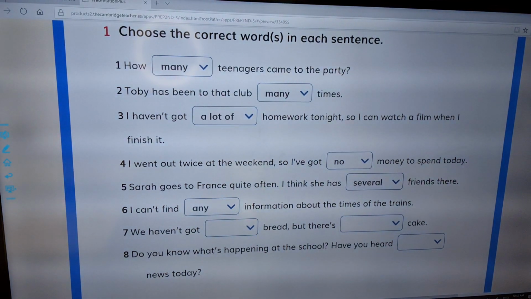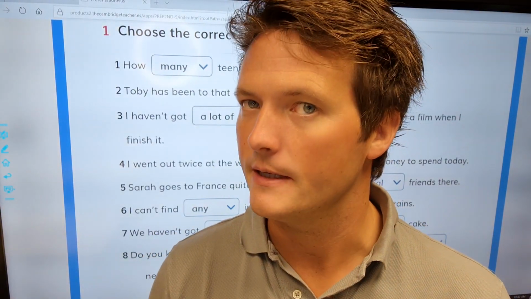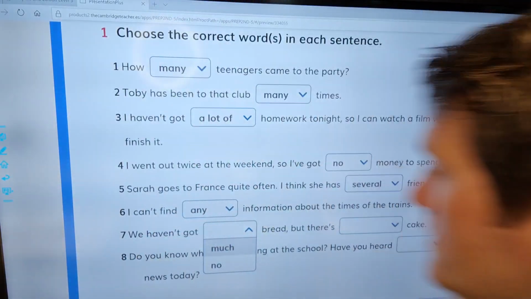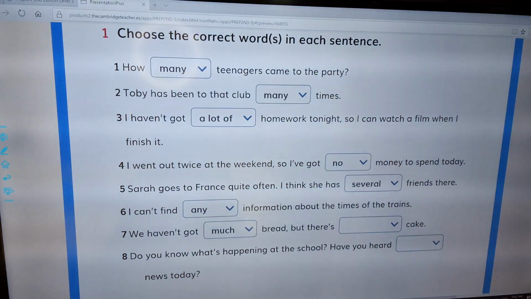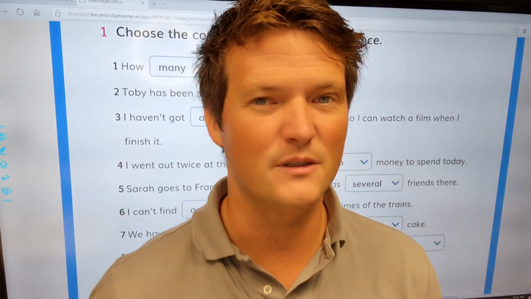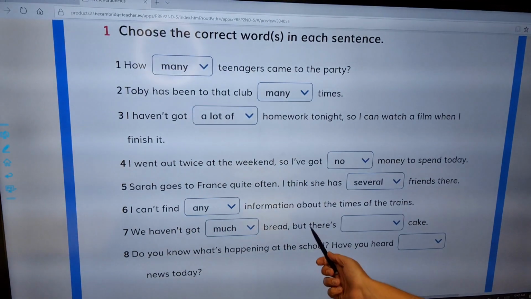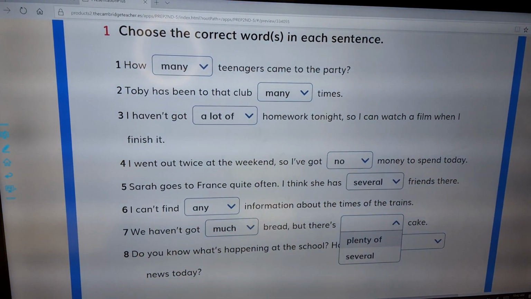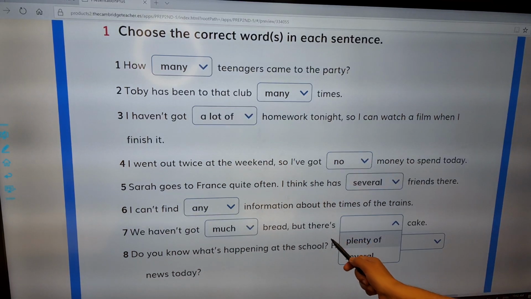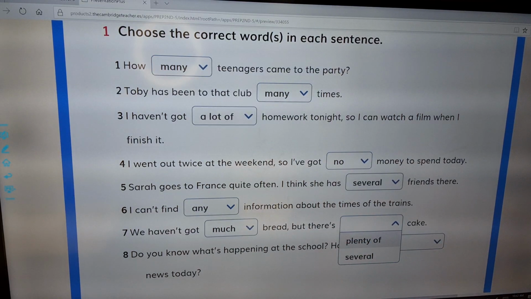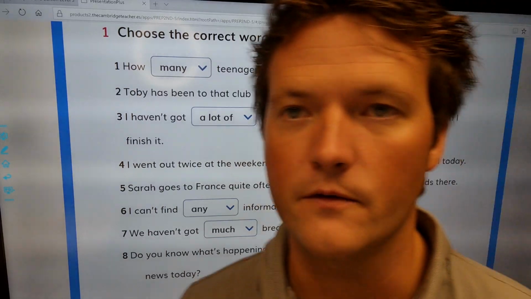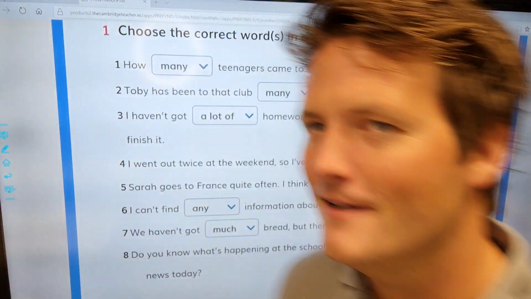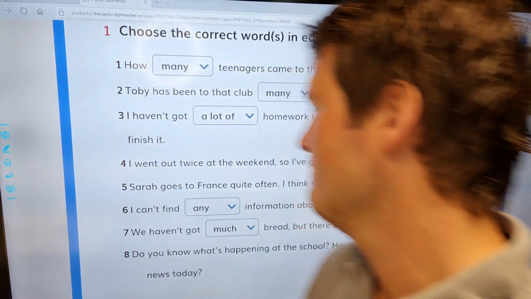Number 7, we haven't got no bread. No, we don't say that. It's a double negative. No double negatives, okay? So, we haven't got much bread. We've got some bread, but not much. Not enough. But there is plenty of cake or several cake. We could say there are several cakes, but no, there is plenty of cake. There's a lot of cake. There's more than enough cake. It's fine. Don't worry. Let them eat cake.